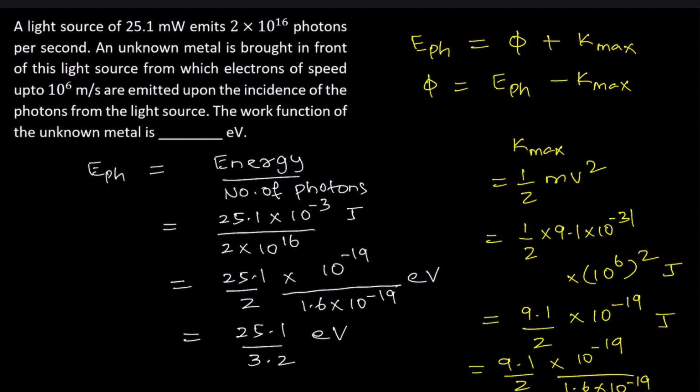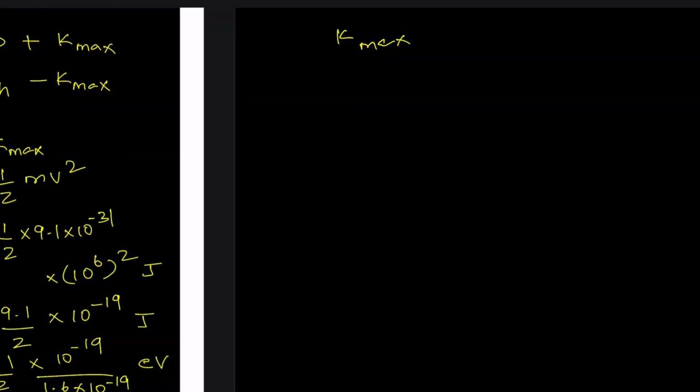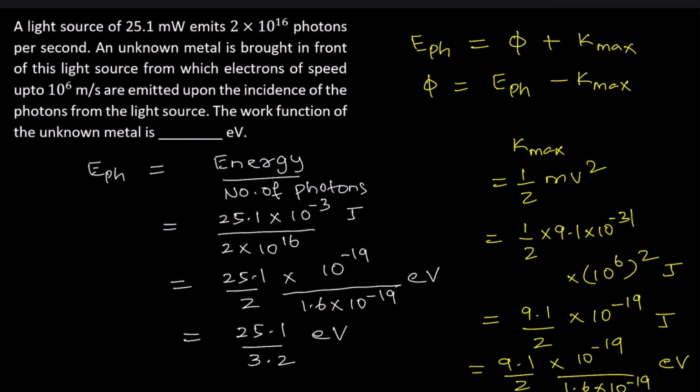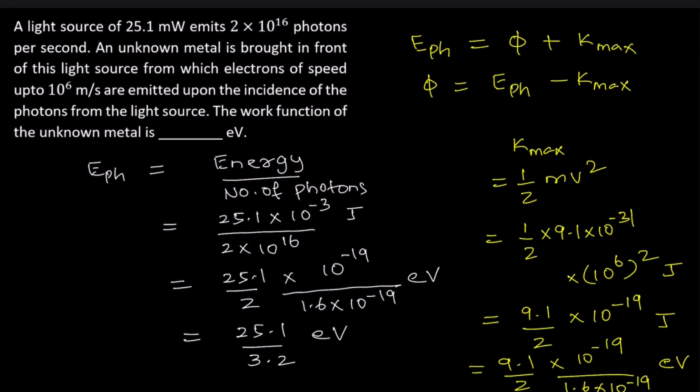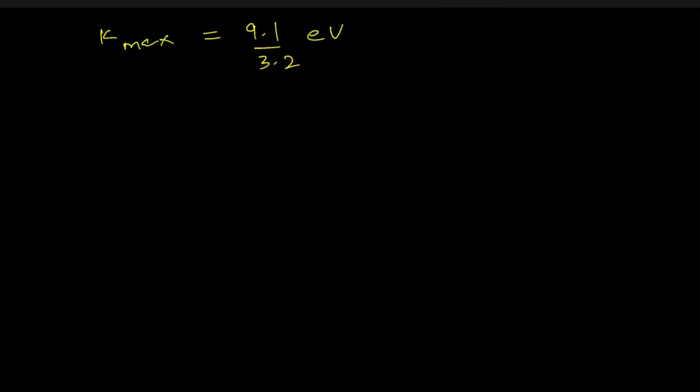So we have 9.1 by 2. In the denominator we have 1.6. So the maximum kinetic energy is 9.1 by 3.2. Okay, so 9.1 by 3.2 electron volts. So luckily for both the energy of the photon and the maximum kinetic energy, the denominator is same.